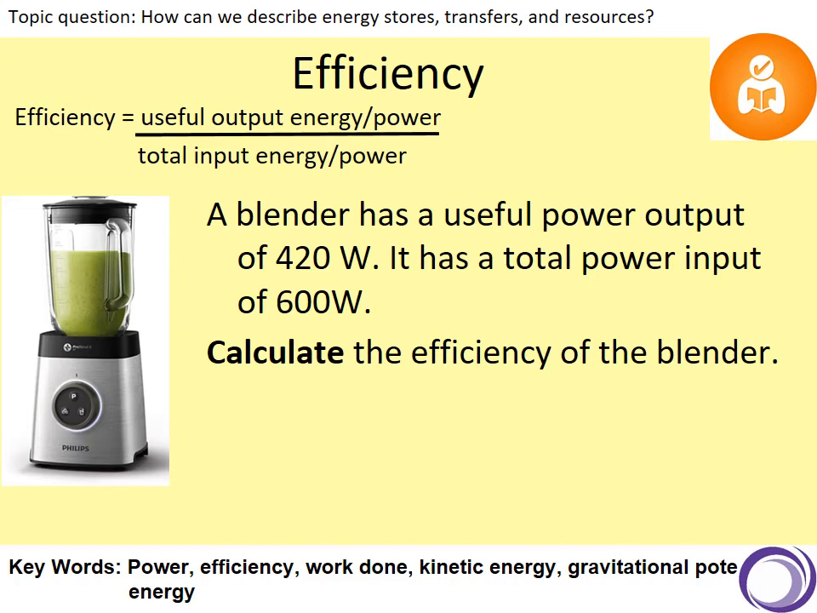We can describe efficiency using an equation where it's your useful output energy or power divided by your total input energy or power. So here's an example to have a go using that equation. A blender has a useful power output of 420 watts. It has a total power input of 600 watts.